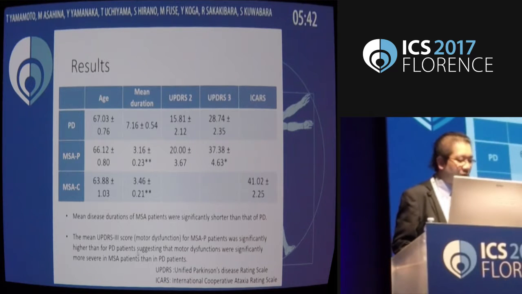And the mean UPDRS3 score assesses motor dysfunction of PD and MSA, and is very commonly used in neurology. The mean UPDRS3 score for MSA-P patients was significantly higher, that is, significantly more severe than for PD patients, suggesting that motor dysfunctions were significantly more severe in MSA patients.